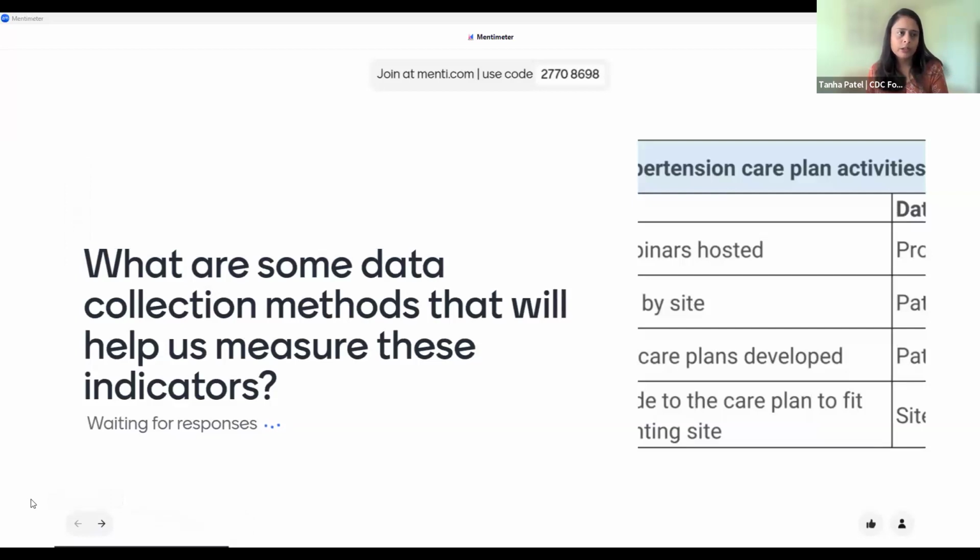And I'm trying to fix my Mentimeter at the same time. Right.